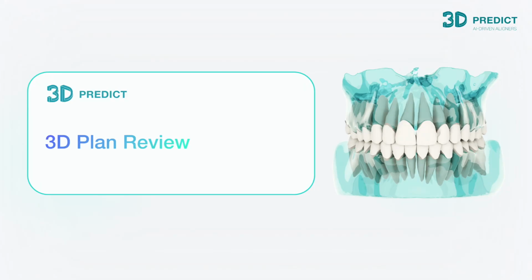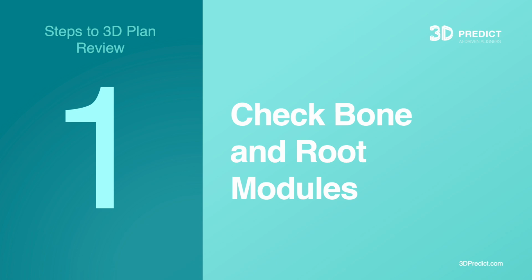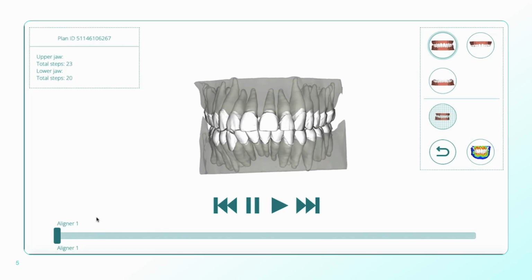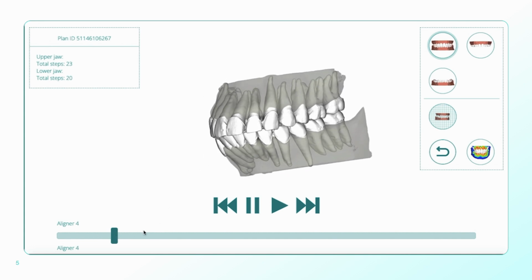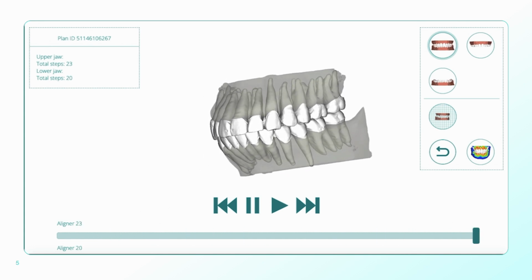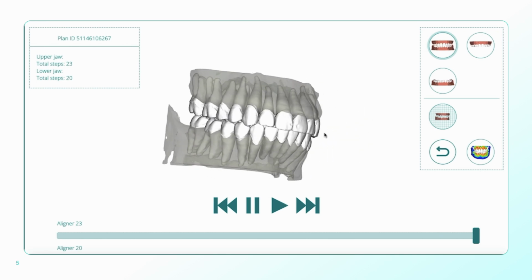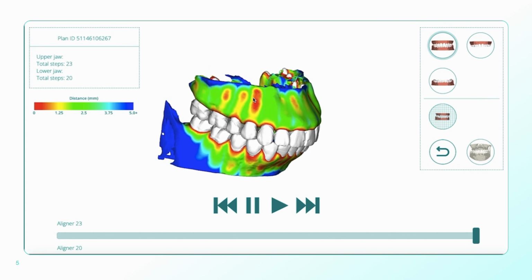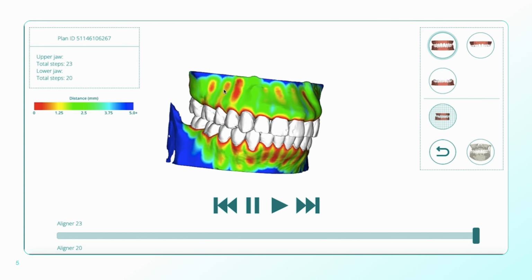Once you have submitted a case and the 3D plan is ready, there are some steps to review it. If you submit for a deep CBCT case, the first step will be to check the bone and root views. In these views, you want to observe the bone level at each stage of the treatment. Also, the presence of any dehiscence and fenestrations. Ask yourself if you're comfortable with the amount of bone recession that you're seeing, if any.